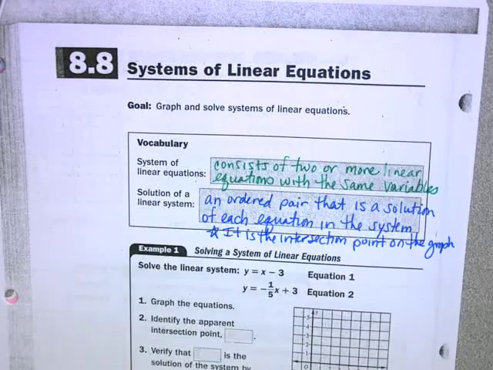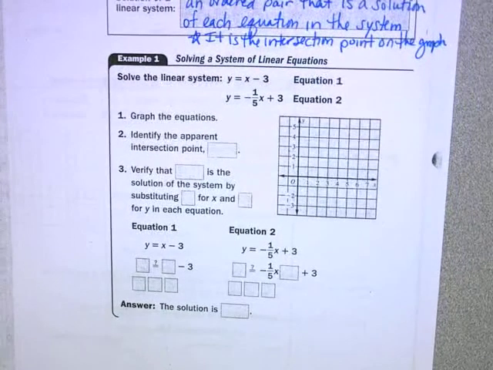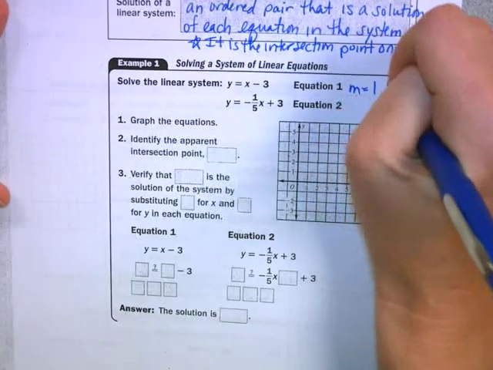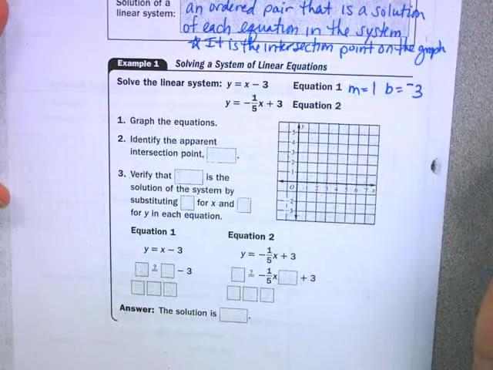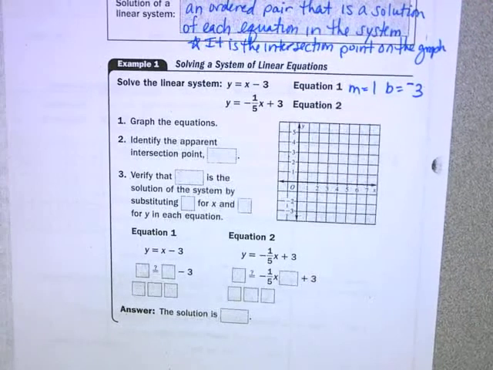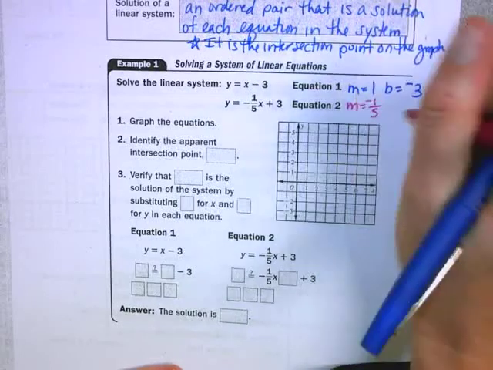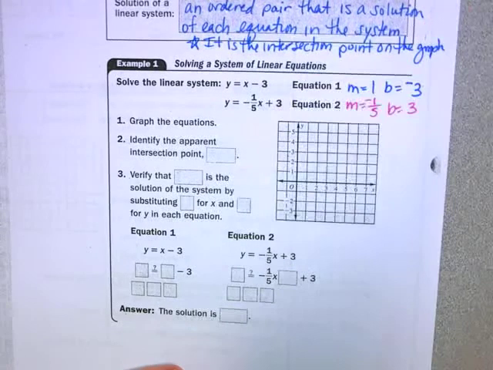So we're going to prove that right now with these two problems, the system right here. So we need to graph the equations. We're going to use slope-intercept form to graph them. So m equals 1, b equals -3 in the first one. And in the second one, I'm going to do it in a different color. You may want to pause and get some color right now as well. M equals -1/5, b equals 3.